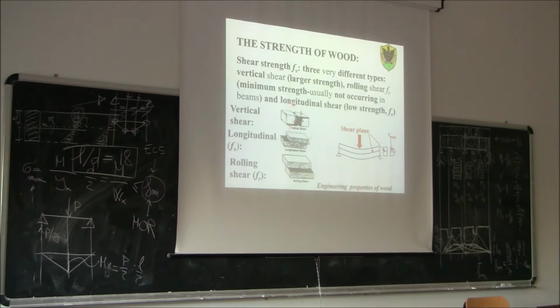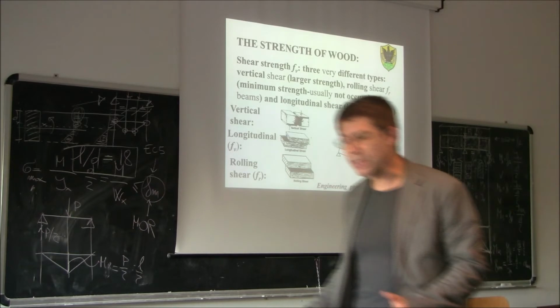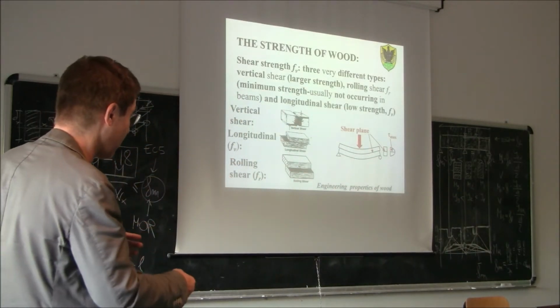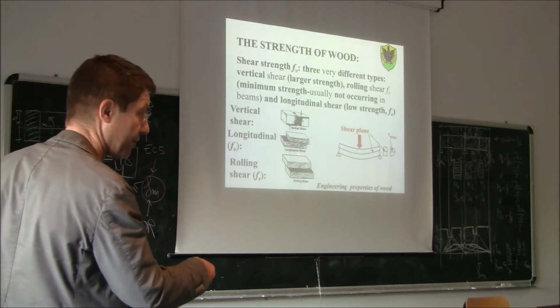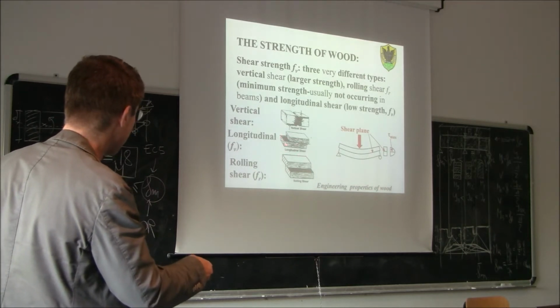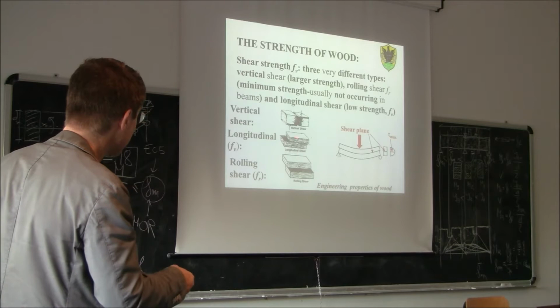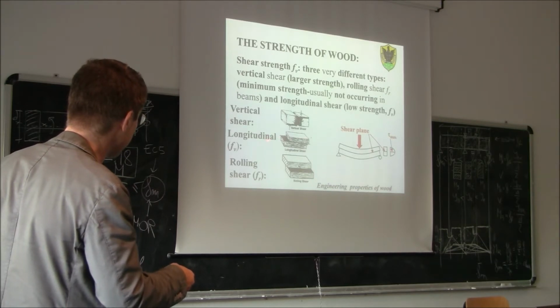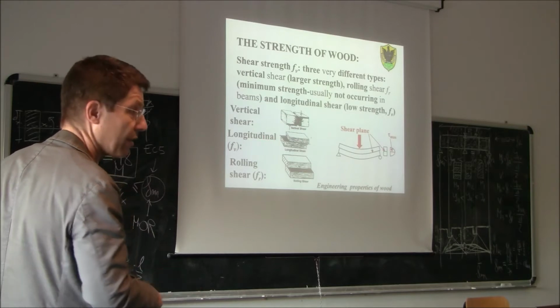So this is called vertical shear. Another possibility is that you have a shear plane which is parallel to the fiber. Actually we can have two different kinds of shear strength depending on the shear plane parallel to the fiber. Because you can see here we have a plane parallel to the fiber, and we have a shear direction which is basically in the longitudinal direction.